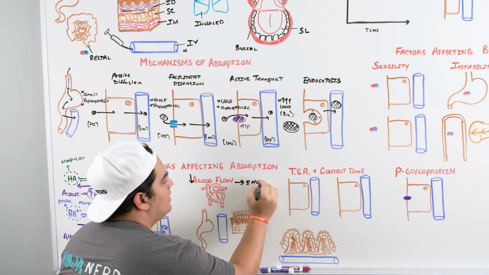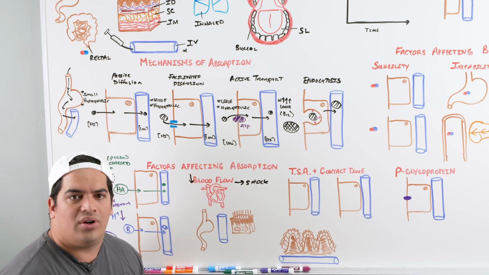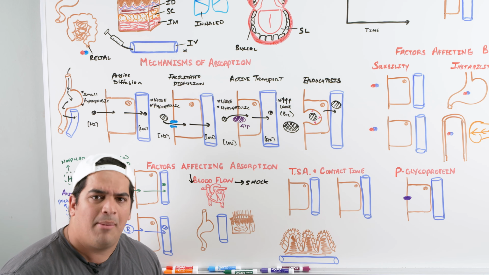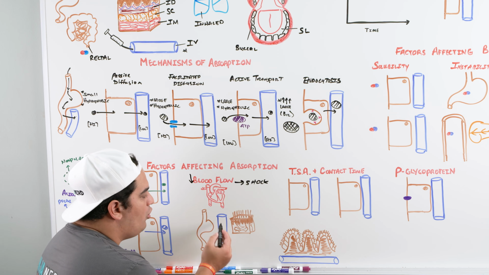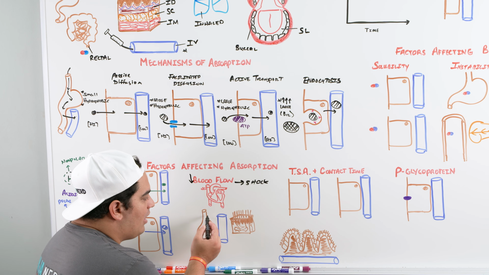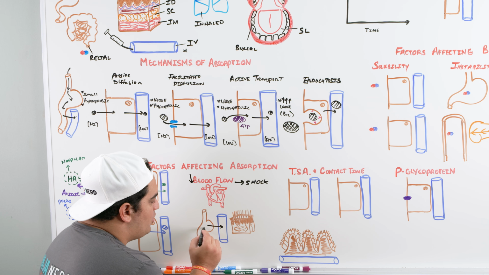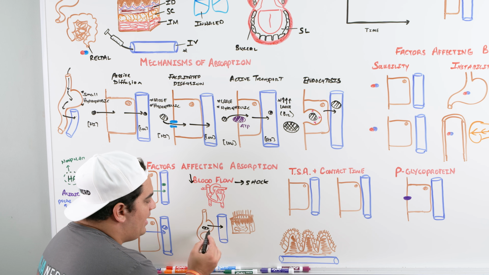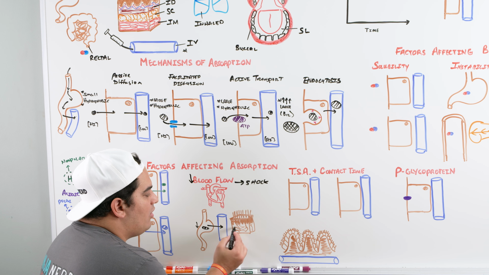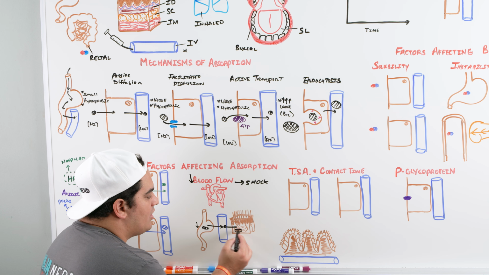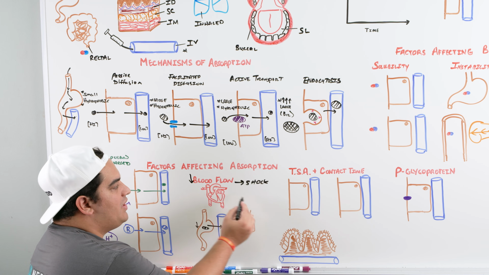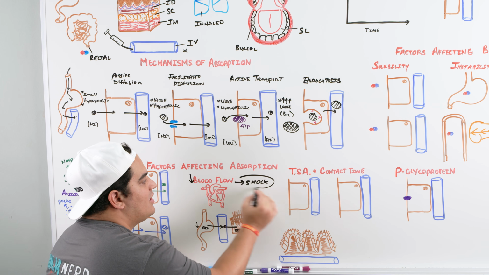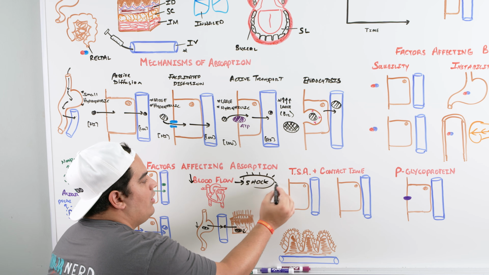Any kind of shock state, right? So if a patient has any kind of circulatory shock, septic shock, cardiogenic shock, hypovolemic shock, in these shock states there's decreased blood flow to these organs. If there's decreased blood flow to these organs, there's going to be decreased absorption in the GI tract. That means less of the drug is going to get absorbed into the bloodstream. If there's less blood flow to the skin, that means less of the actual drug is going to be absorbed into the bloodstream.